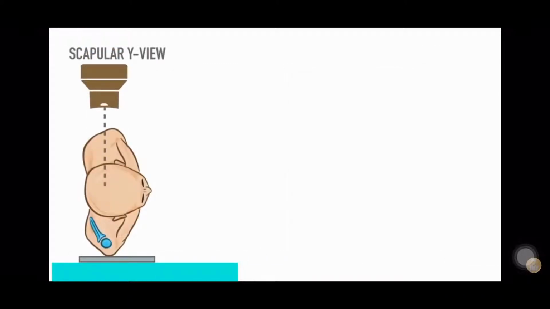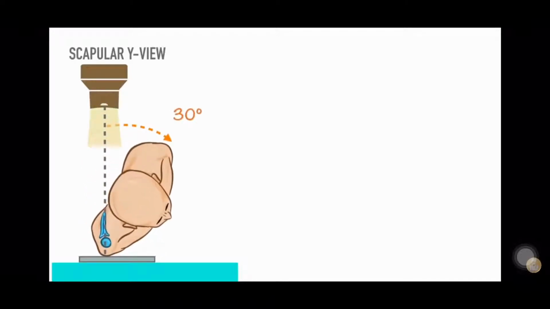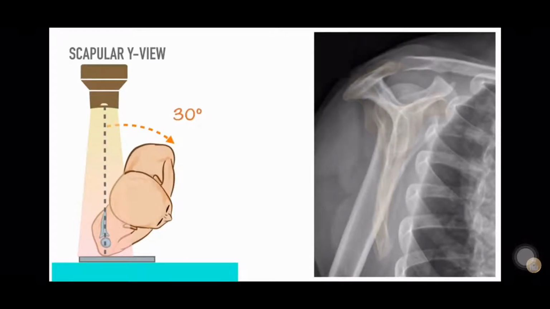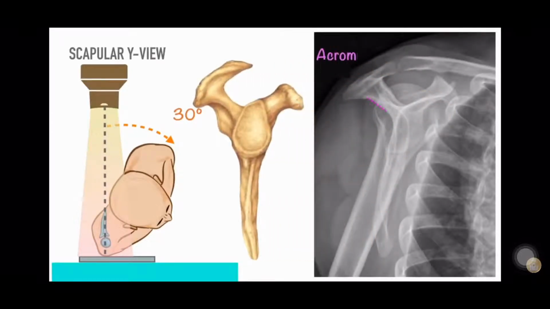The scapular Y view is a direct lateral view of the shoulder useful to evaluate the relationship of the humeral head with the glenoid. Lines through the acromion, coracoid process, and the body of the scapula intersect at the center of the glenoid.